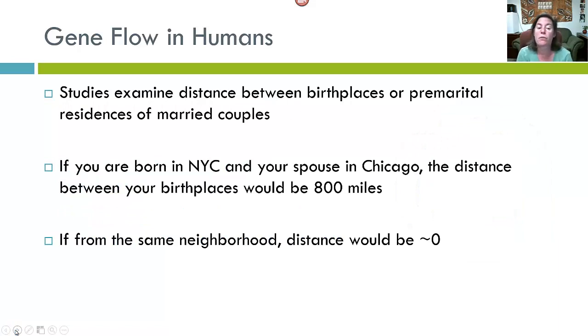For example, if you were born in New York City and your spouse was born in Chicago, the distance between your birthplaces would be something like 800 miles. If you were born in the same neighborhood and you chose your spouse from that neighborhood, the marital distance would be 0.